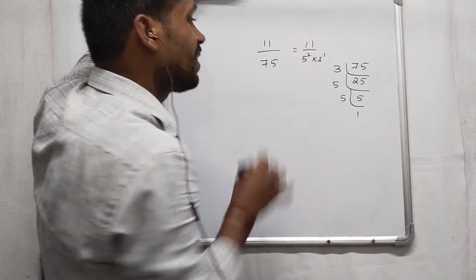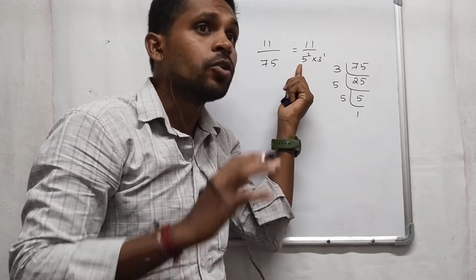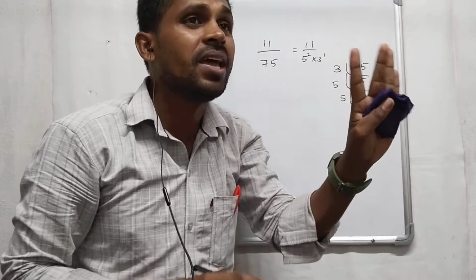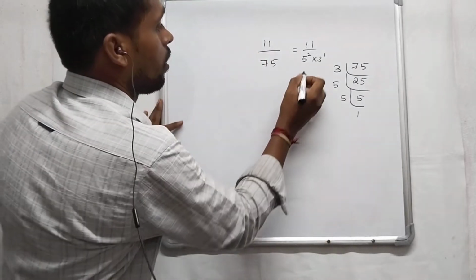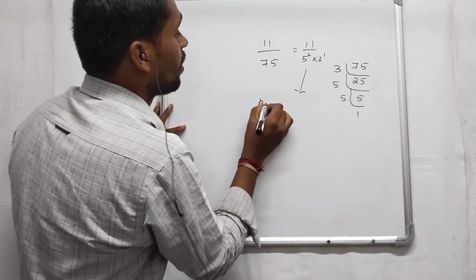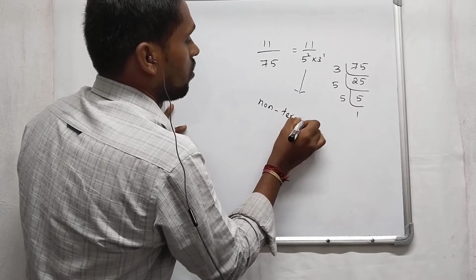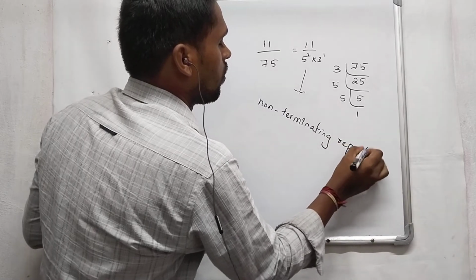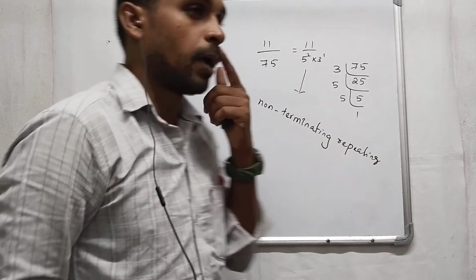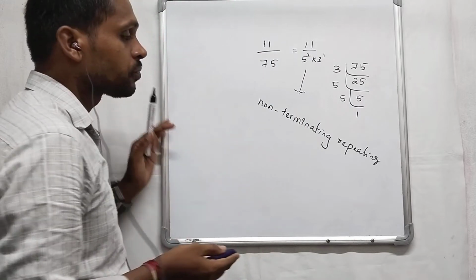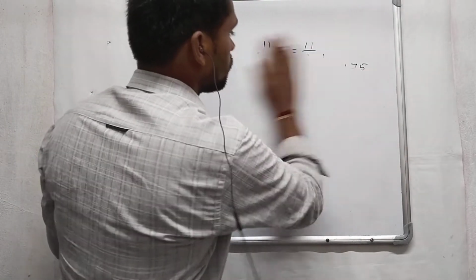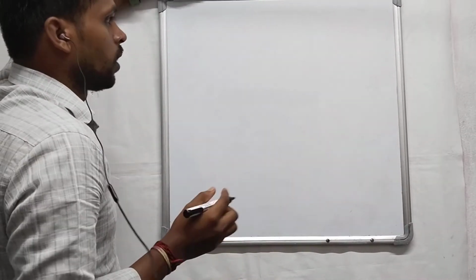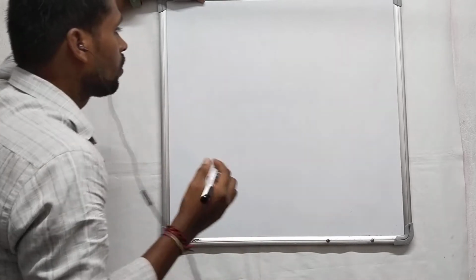If the denominator has anything other than 2 power m into 5 power n, then definitely it is not a terminating number. Not terminating means non-terminating, non-terminating repeating. So one thing: there are two types of decimals here. One is terminating and the other one is non-terminating.